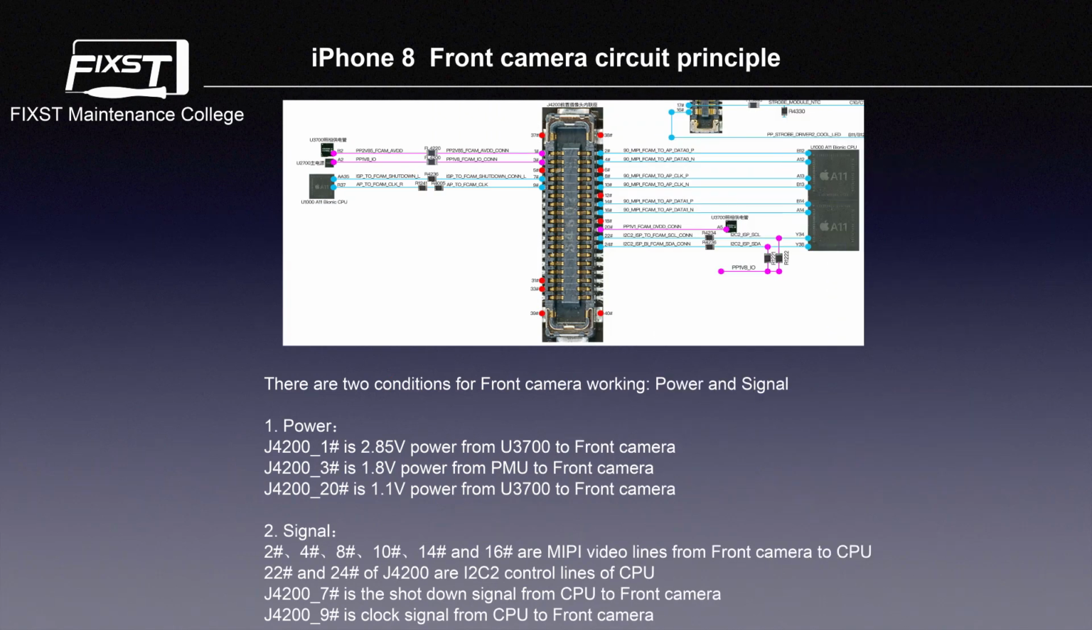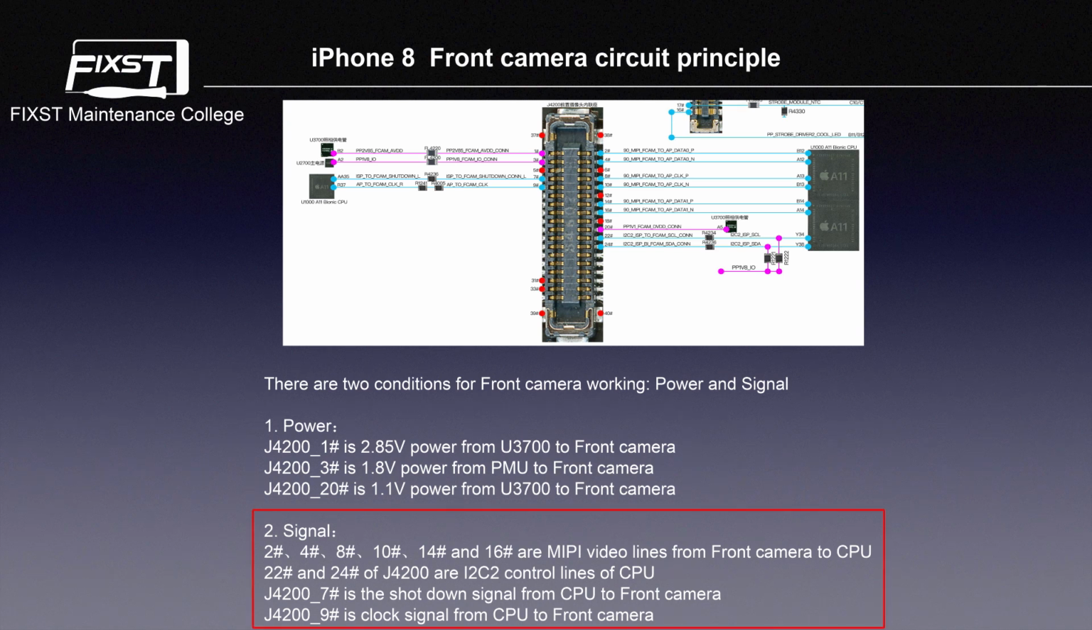iPhone 8 front camera circuit principle. There are two conditions for the front camera working: power and signal. 1. Power. Pin 1 of J4200 is 2.85 voltage power from U3700 to the front camera. Pin 3 of J4200 is the 1.8 voltage power from PMU to the front camera. Pin 20 of J4200 is 1.1 voltage power from U3700 to the front camera.